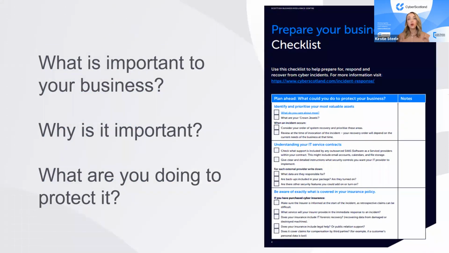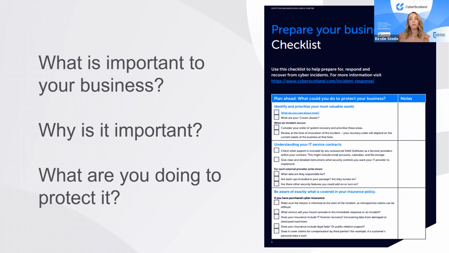The next document we have is a Prepare Your Business checklist. This checklist helps you identify and prioritize your company's most valuable assets. It walks you through a set of questions to get you thinking about what your business needs to protect, and how you're going to keep it secure. By taking the time to fill out these details now, you'll be setting yourself up in a better place to respond and recover from even the most serious cyber incidents.